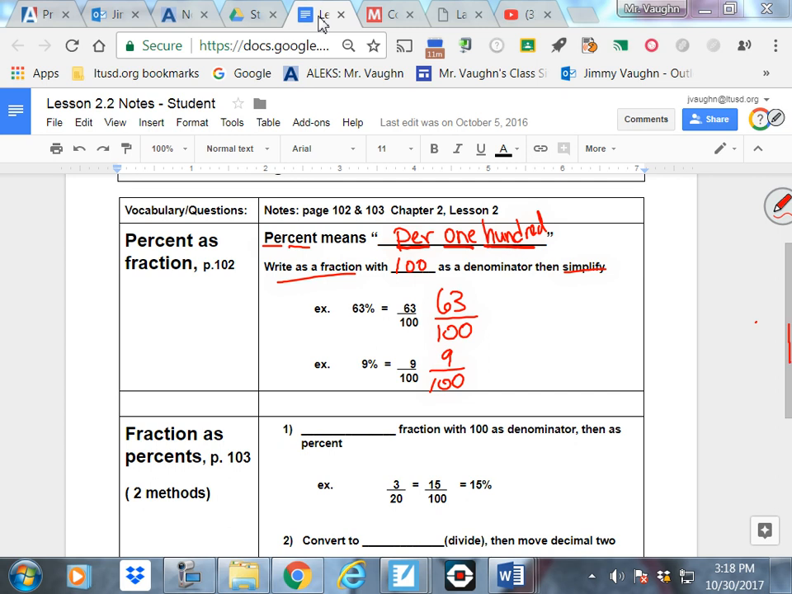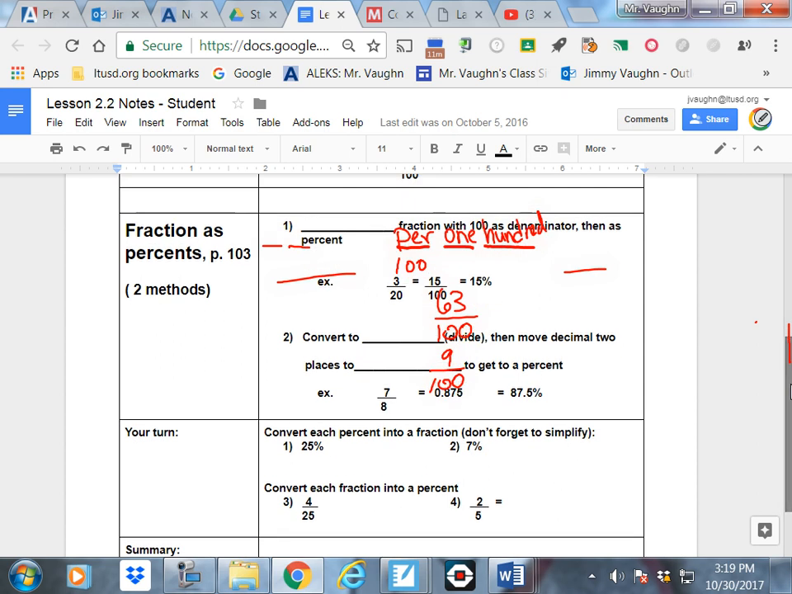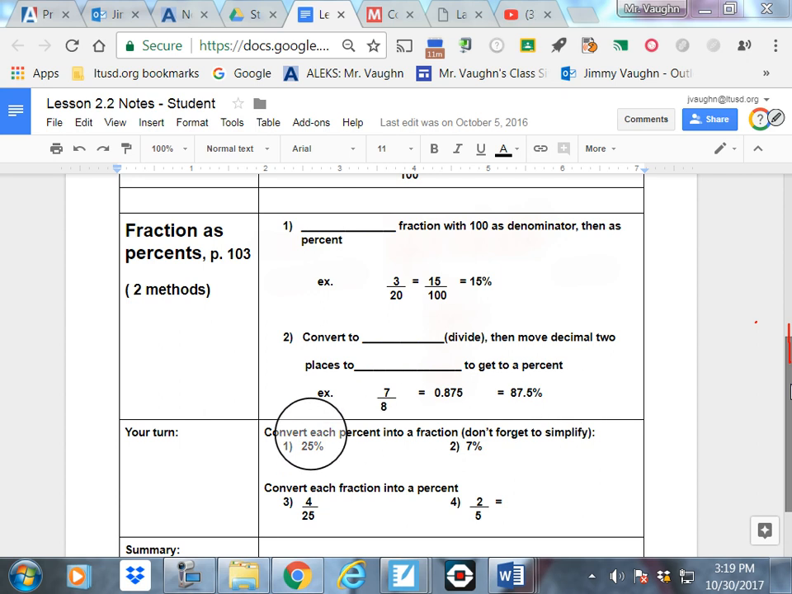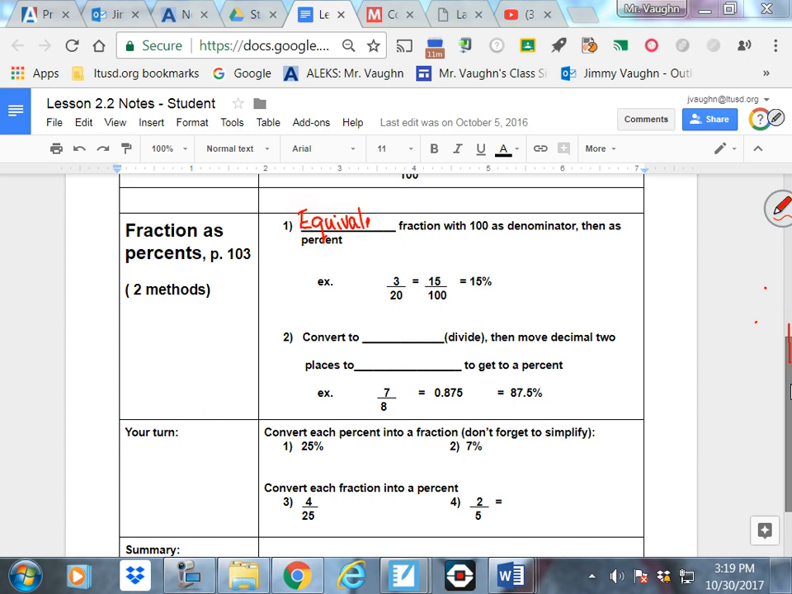Reverse. If you have a fraction and they're asking you to turn it into a percent, you've got a couple different methods you can use. One of them is to write an equivalent fraction with 100 as a denominator, and then convert it into a percent, because you know percent is out of 100.